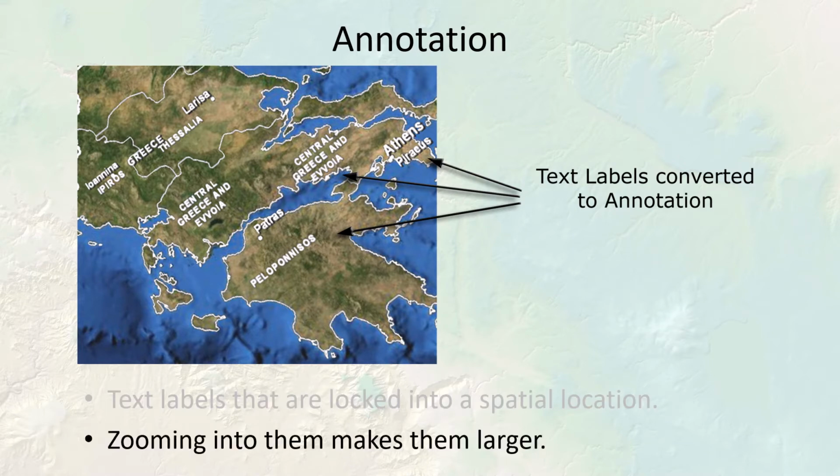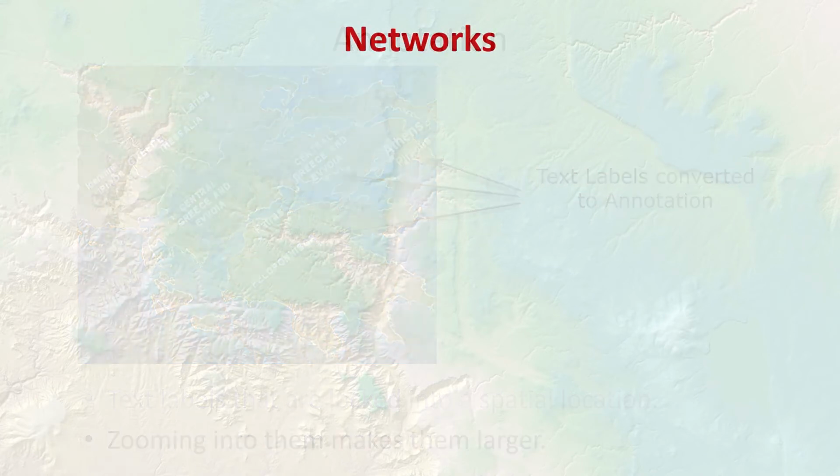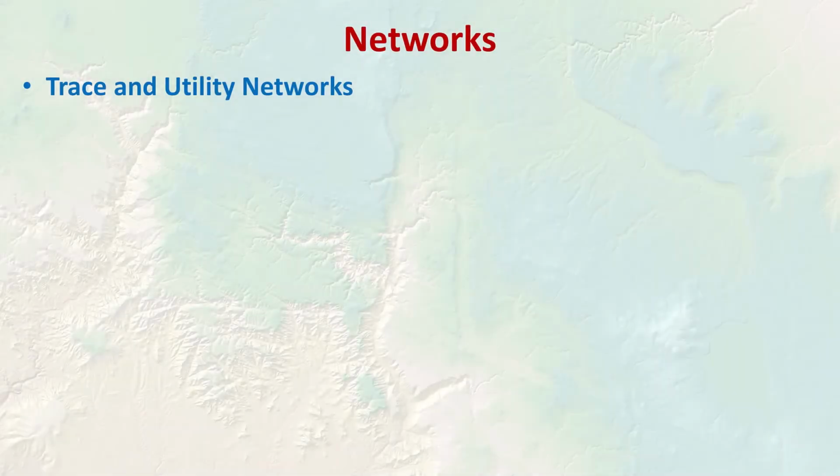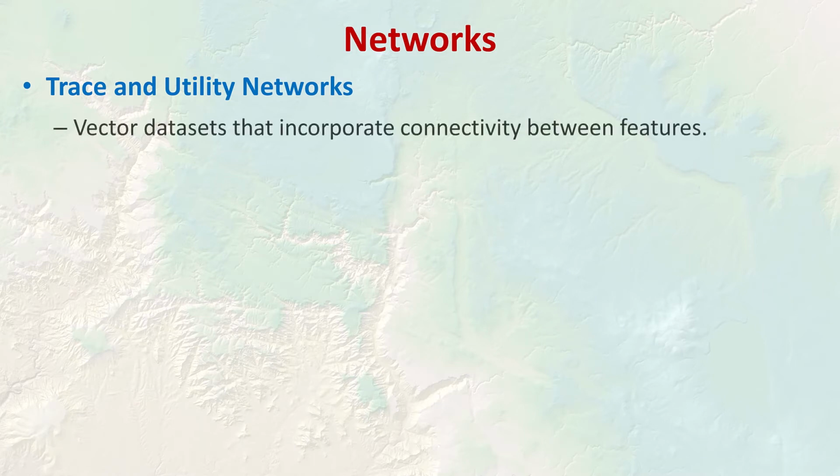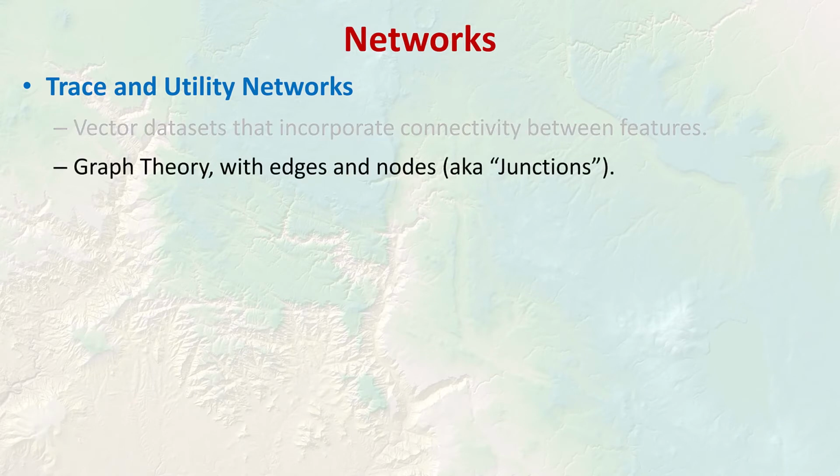Another effect is as you zoom into them, the labels become larger, and that's not what you usually see with labels. Next up are network data sets, and there's a few types of network data sets that are available to you in ArcGIS. First up is these trace and utility networks, or special vector data sets, which incorporate some kind of connectivity between features. They're used to model paths or routes through sets of features, and they're basically an ArcGIS implementation of graph theory. There's edges, nodes, and connectivity rules.